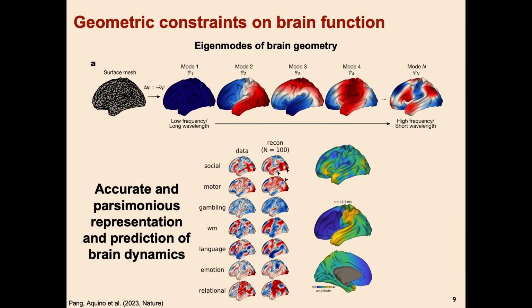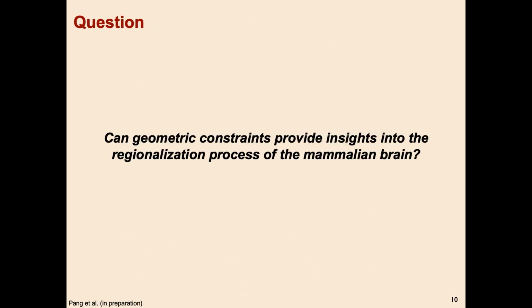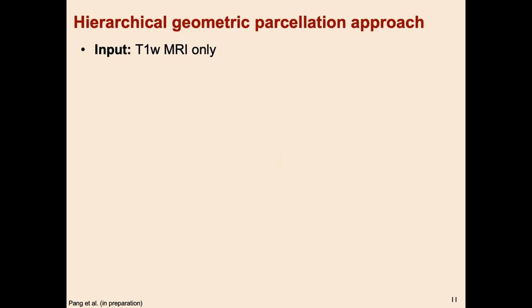So the ultimate question that we're trying to answer is, can we use these geometric constraints to provide some insights into how regions develop in the first place? So we're more curious about the process than defining the regions in these different types of mammalian brains that we're studying. So I'm just going to describe a little bit of what the approach is, but I'm not going to go much into detail.